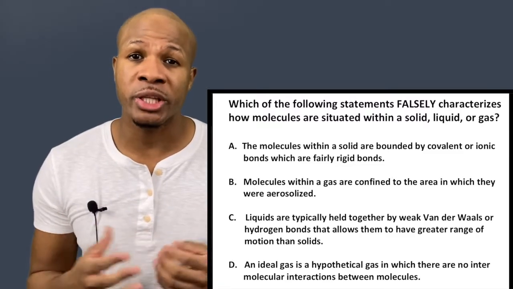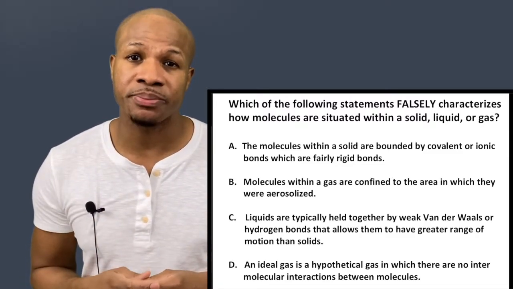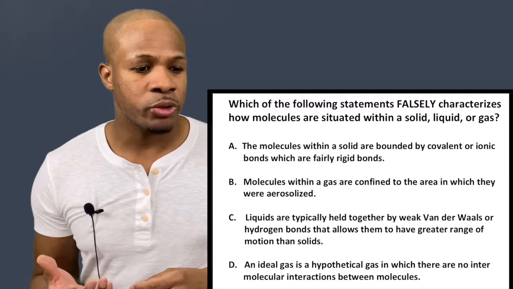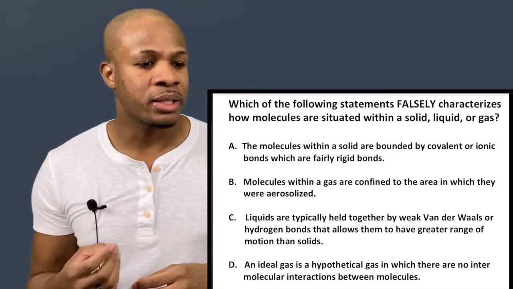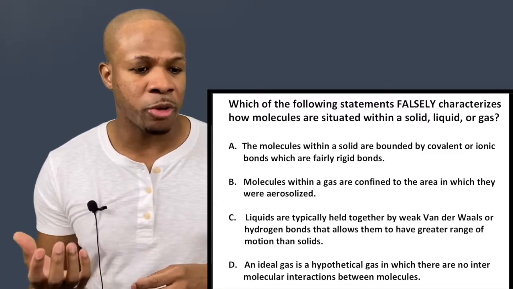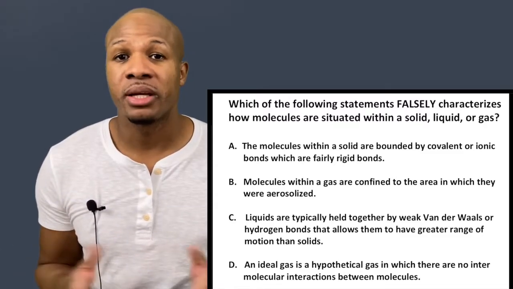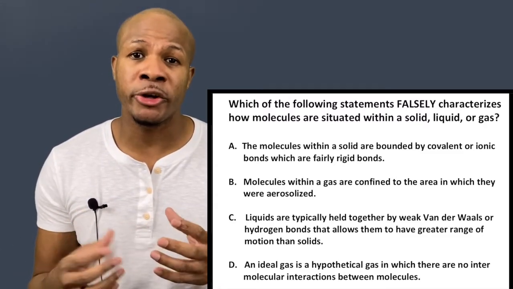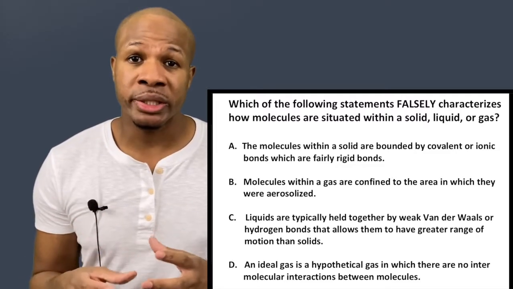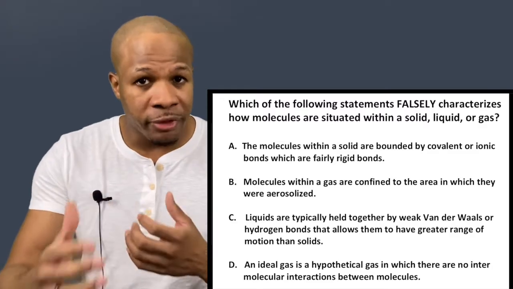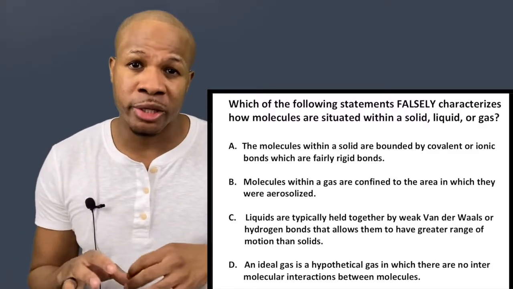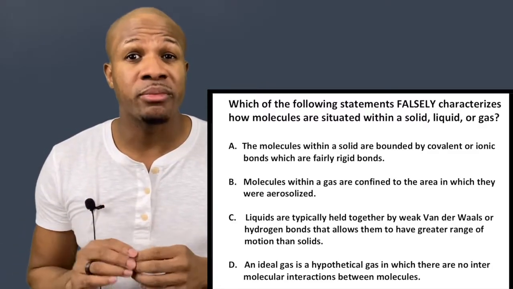Just to be thorough with the question, we go through the remaining answer choices. C says, liquids are typically held together by weak van der Waals or hydrogen bonds that allow them to have greater range of motion than solids. That's true. When molecules are in a liquid state, they're not as rigid as they are in a solid state. They're free to move around a little bit. They can move around each other. They can rotate. They can even vibrate.